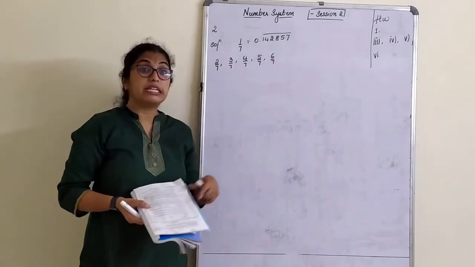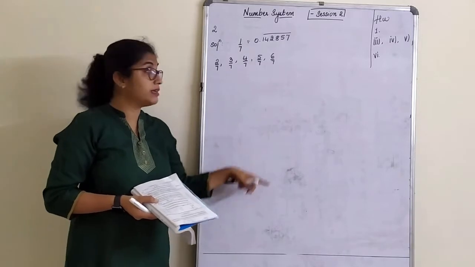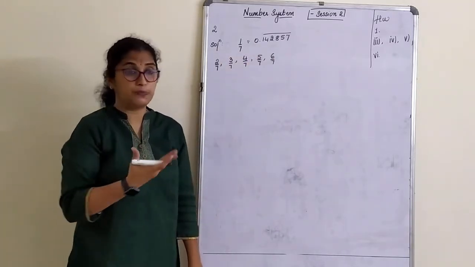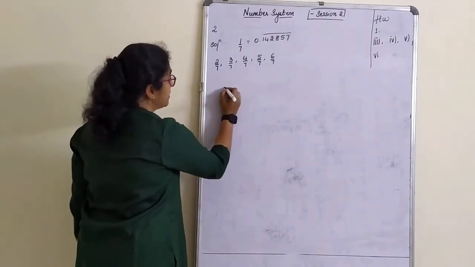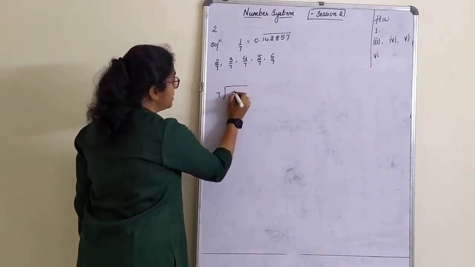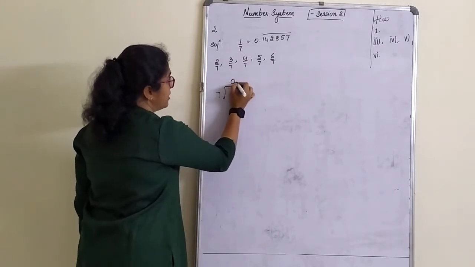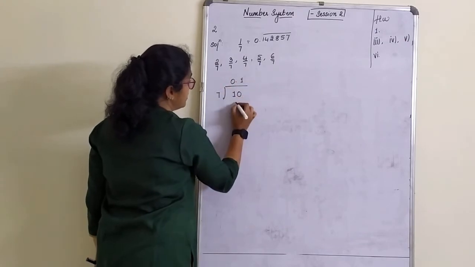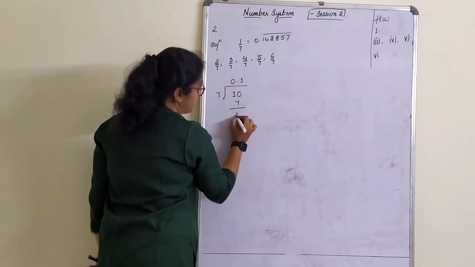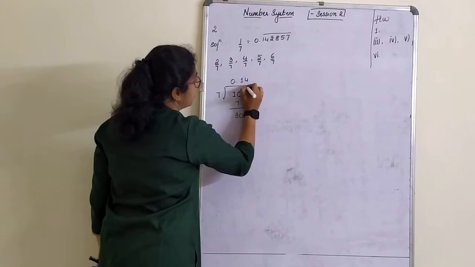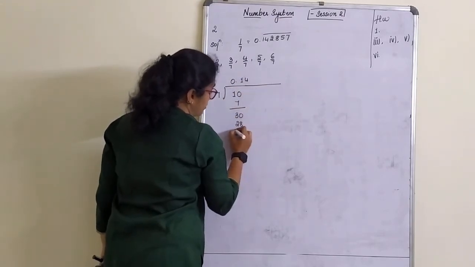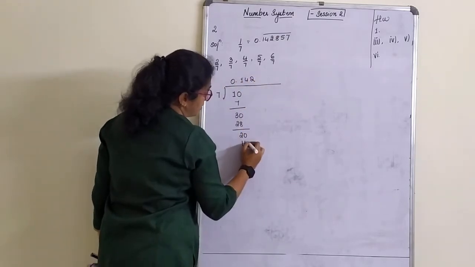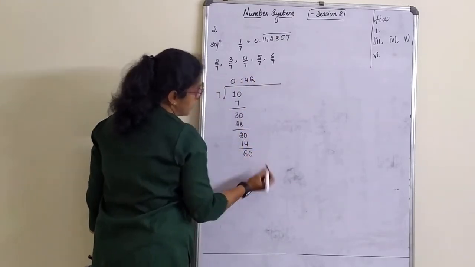What they have told here is divide 1 by 7 in the long division method where you get these answers and observe each step carefully. Let's try that and see what we get. So this is 1 by 7. I take one decimal here. 7 ones are 7. Remainder 3. 7 fours are 28. Remainder 2. 7 twos are 14. Remainder 6.